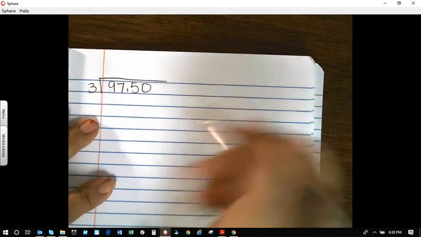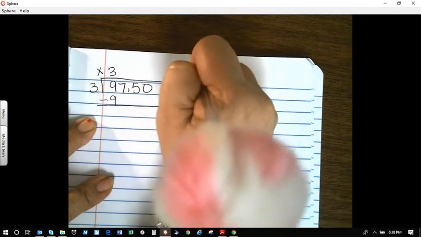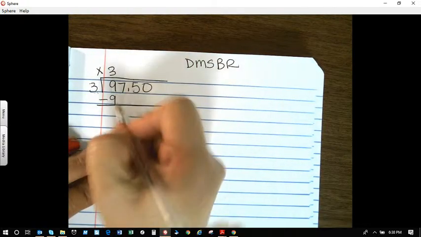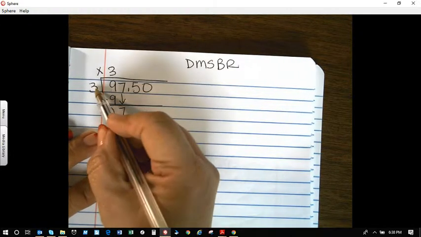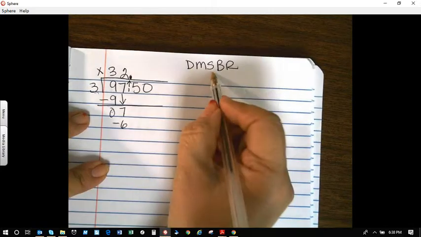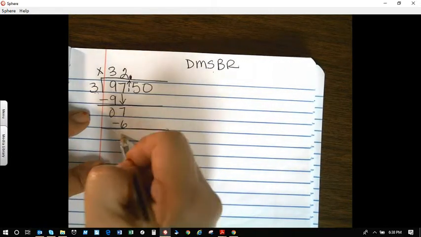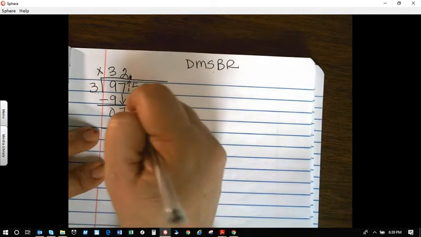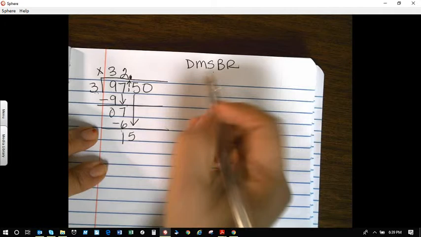Right there I am. We said 3 goes into 9 3 times. Multiply that out. 3 times 3 equals 9. Subtract it. So remember, we're going to divide, multiply, subtract, bring down, and repeat. So 9 minus 9 is 0. Bring down my 7. How many groups of 3 go into 7? It's 2 times. 3 times 2 is 6. Subtract out. I just multiplied. Subtract 7 minus 6 equals 1. I'm going to bring down my 5.